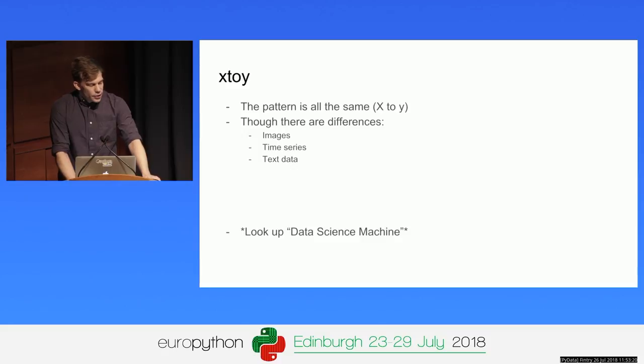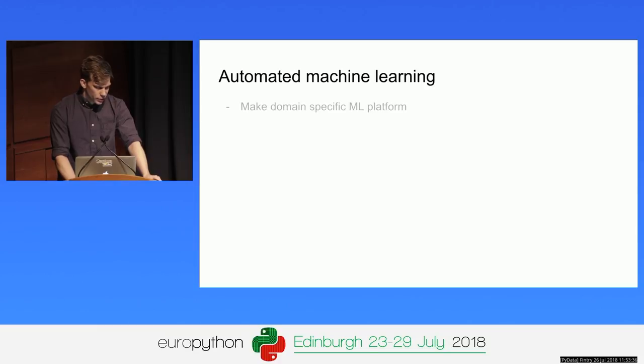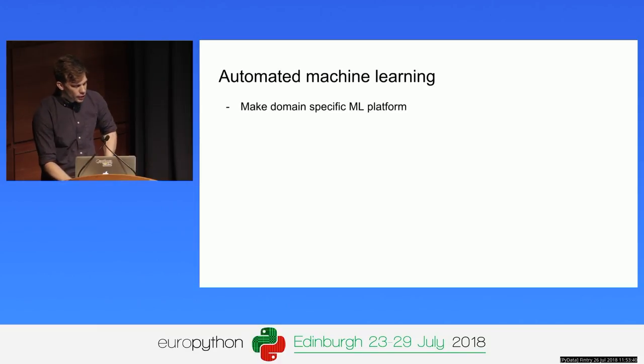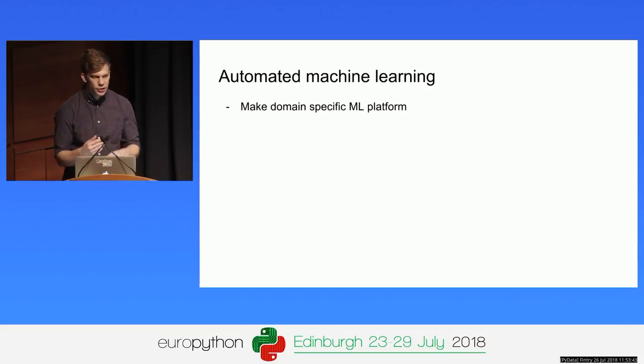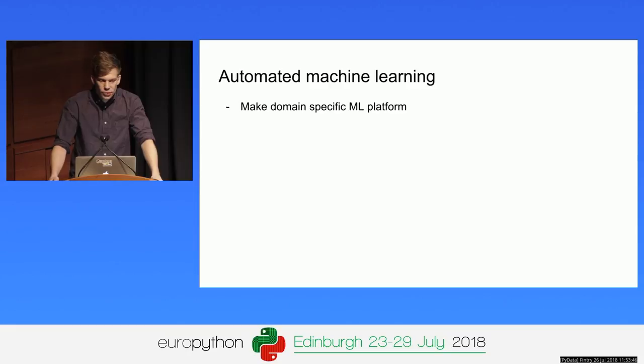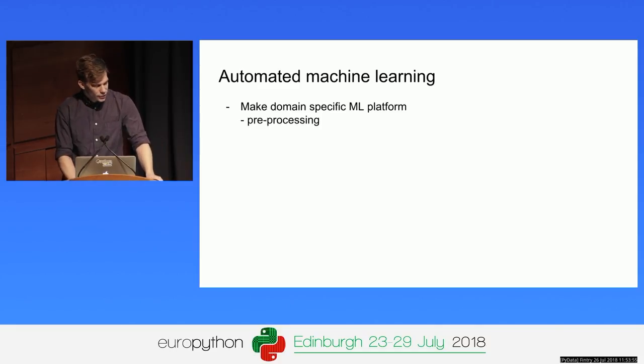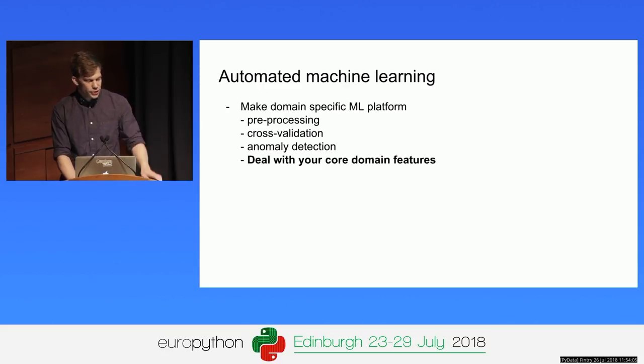Yeah, so the idea here is that you have image data, time series, text data, and there's so much that you have to do, like pre-processing if you just start again. It's nice to bundle things, and this is the thing that I would also recommend to companies. Make a platform that does this kind of pre-processing for your common things. If you're concerned with churn, then make sure that the main things that can be predictors of that are actually going to be there. Take care of pre-processing, cross-validation, and what is going wrong with my data. You can do all that. And deal with your core domain features.